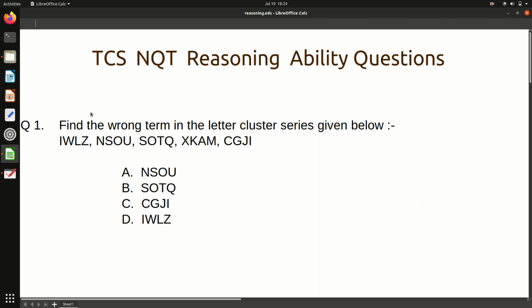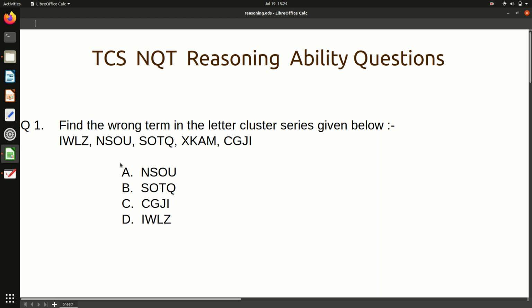So in this video, we will see some reasoning ability questions which were asked in TCS NQT. So we will see some of the questions. As you can see on the screen, this is the first question. You can try it yourself, then we will see the solution.